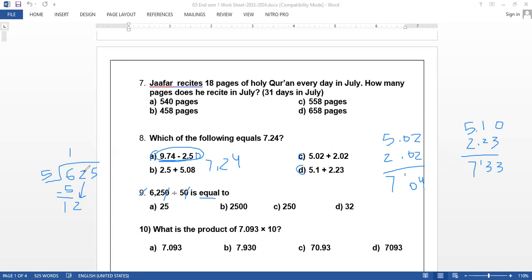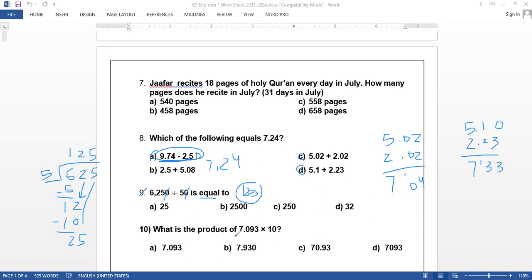Now 12 divided by 5 equals 2. 2 multiplied by 5 equals 10. I subtract, 2. Now I bring the 5 down. 25 divided by 5 equals 5. So the answer is 125. Let me make sure. I think we made a mistake. So the answer here should be 125, which is not in the choices.